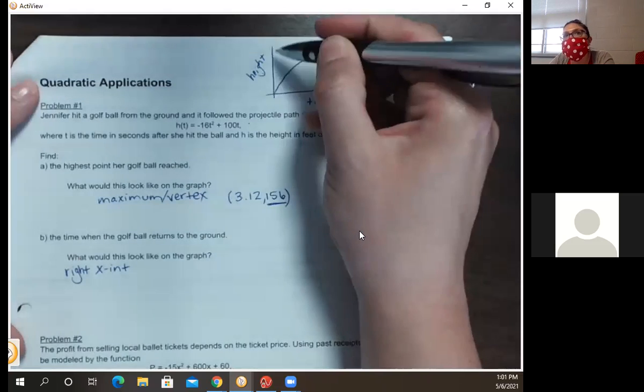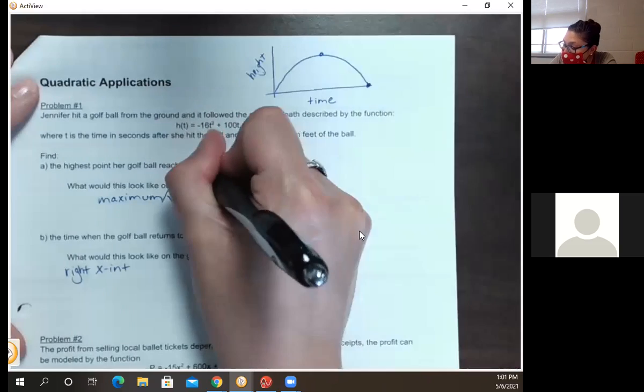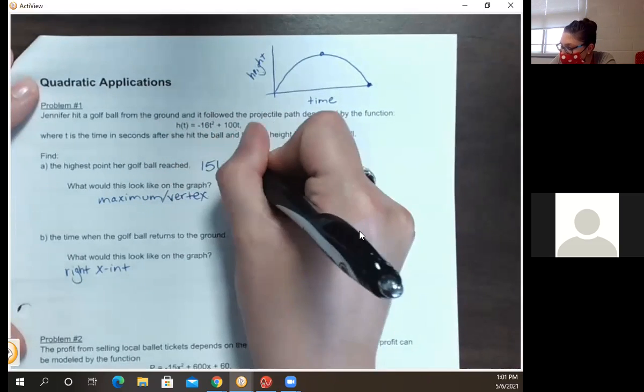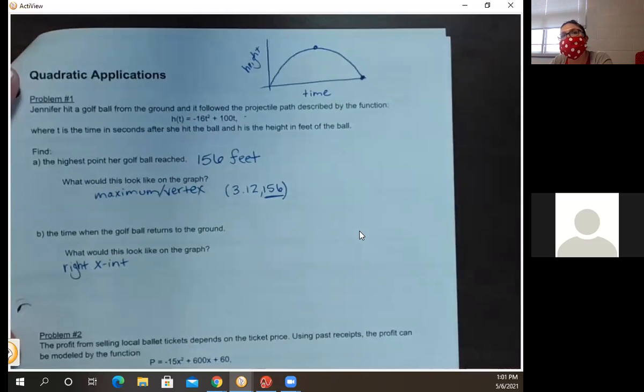Remember, the y coordinate is our height. So what's the highest point the golf ball reached? How high did the golf ball get? It got to a maximum height of 156 feet. Just that y coordinate.